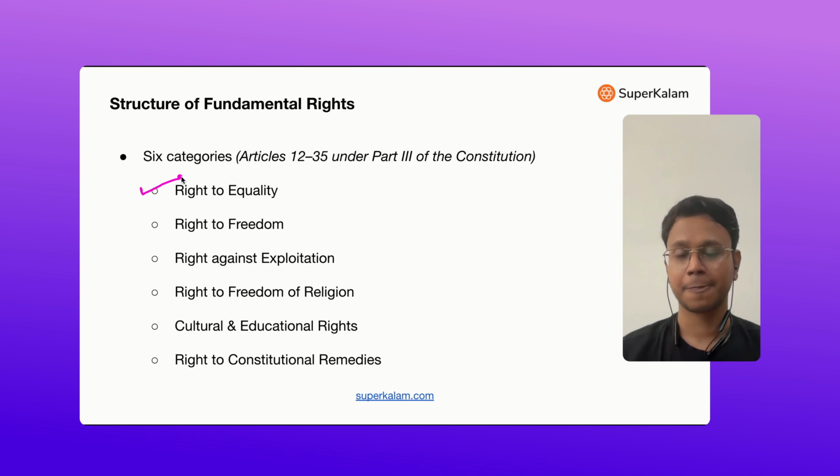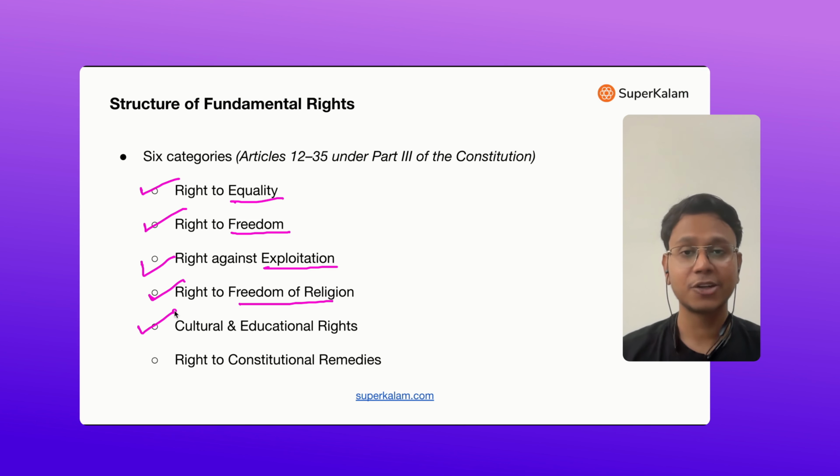Right to equality. Equality means making citizens equal, treating them in an equal fashion. Right to freedom, ensuring that everyone is free to do his or her affairs, to organize, to live in a free manner. Right against exploitation, to ensure that citizens are not exploited. Right to freedom of religion, the freedom to practice religion. Cultural and education rights, to protect your culture and to ensure that you are educated. And right to constitutional remedies means that if your rights are violated, you have a remedy to it.